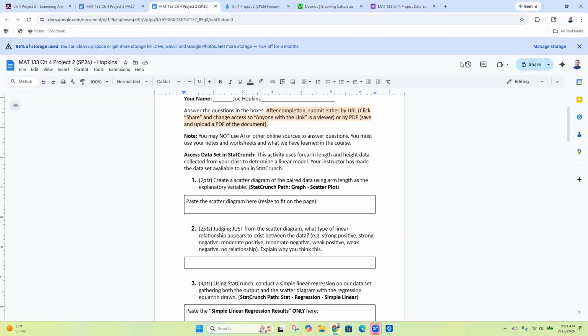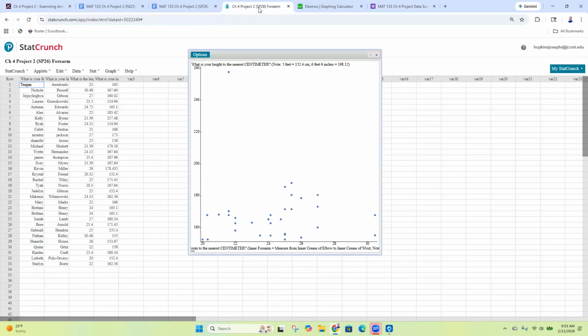Okay. So, looking at this, we got dots all over the place, right? Anytime you're dealing with real world data, there's going to be outliers. It looks like we've got one outlier way up here. Someone has a forearm length of 21 centimeters and their height is 257 centimeters.